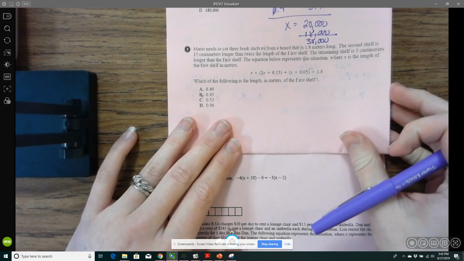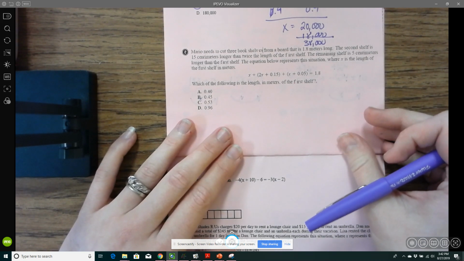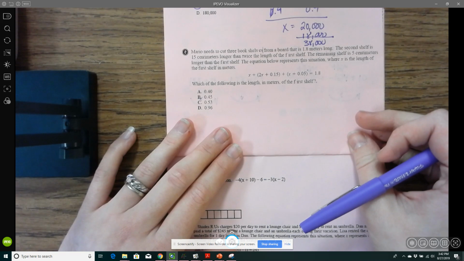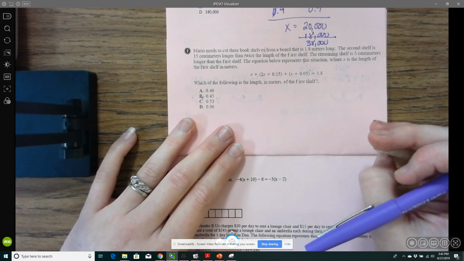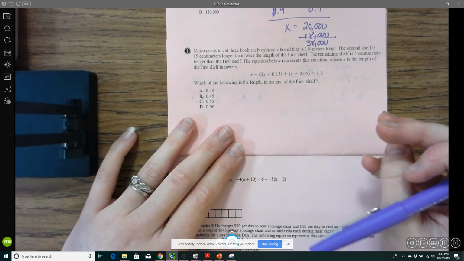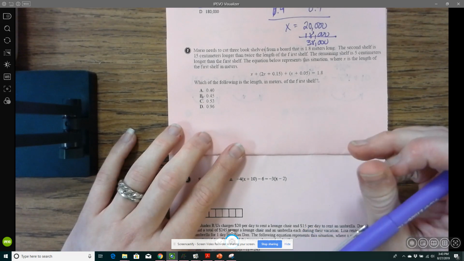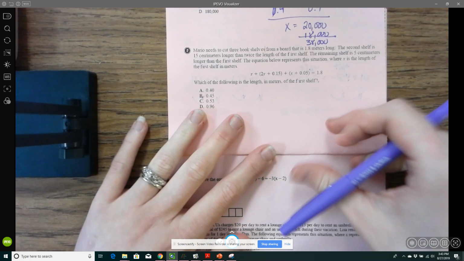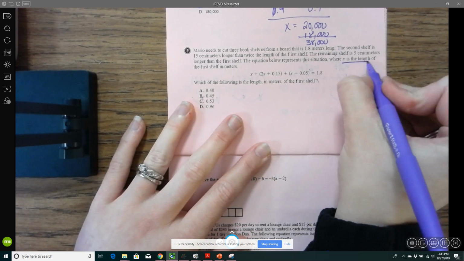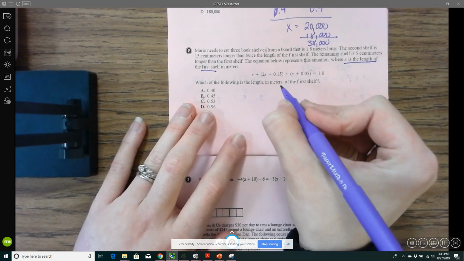All right, the next one says Mario needs to cut 3 bookshelves from a board that is 1.8 meters long. The second shelf is 15 centimeters longer than twice the length of the first shelf. The remaining shelf is 5 centimeters longer than the first shelf. The equation below represents the situation where X is the length of the first shelf in meters. Which of the following is the length of the first shelf? So whatever X is, that's going to be the length of the first shelf. So all we have to do is solve this.